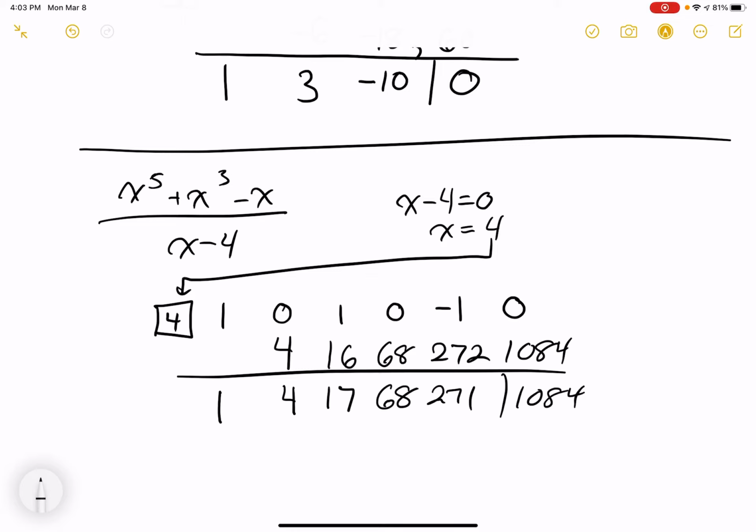So the question is, is x minus 4 a factor of this? And your answer is no, right? Because we had a remainder. Okay? You guys with me on that?